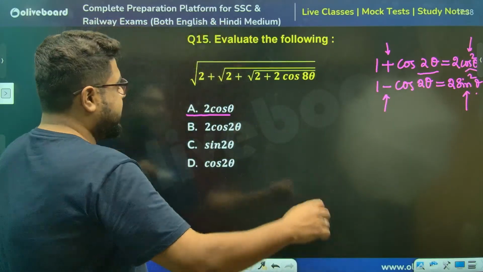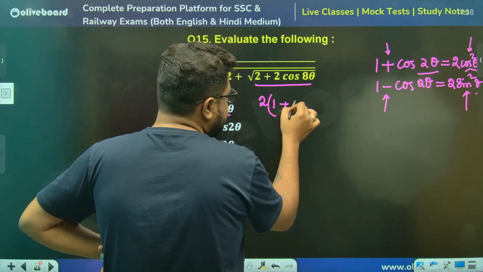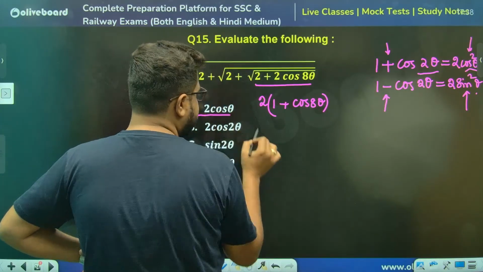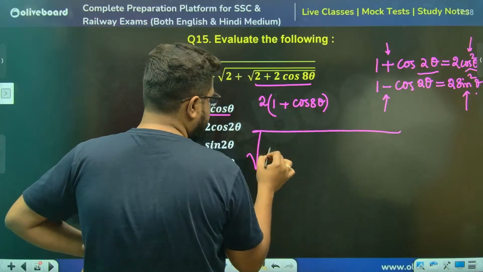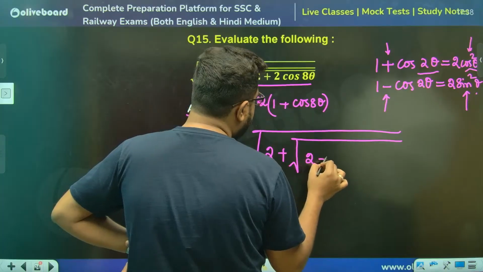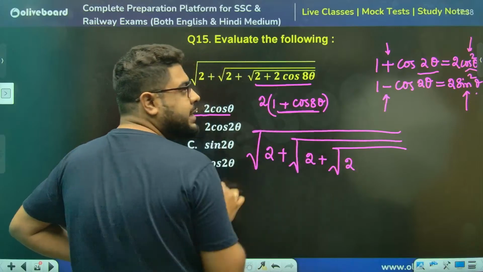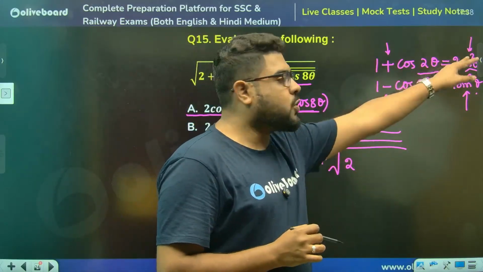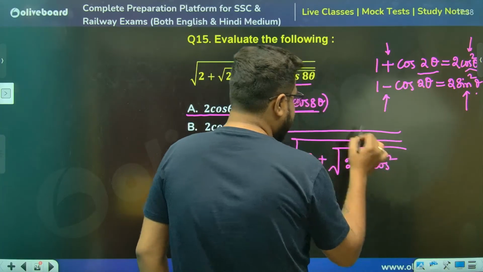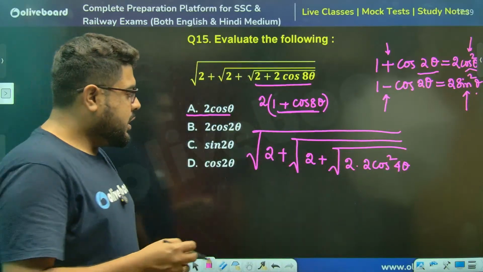Why? You see from here, if you take a 2 common, sir, so 1 plus cos 8 theta. Let's write this one, sir. Root over of 2 plus root over of 2 plus root over of, this 2 I have taken common, and 1 plus cos 8 theta. So it will be half, sir. Plus is there, that means cos will remain cos. So it will become 2 cos square. So 8, half of 8 means 4 theta.